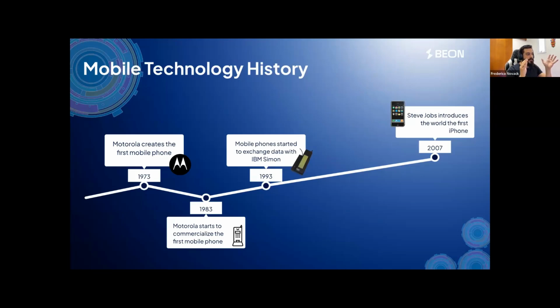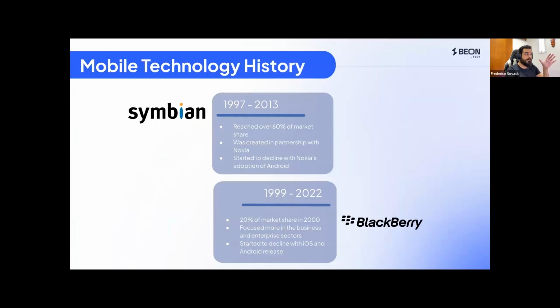So when we look at the history, this is the history of the phones themselves, smartphones themselves. But we're talking about development history. And in order to talk about development history, we need to also talk about two guys that were really important to mobile developers. These two operating systems, Symbian and BlackBerry, were major at their time. They were big guys at that time.